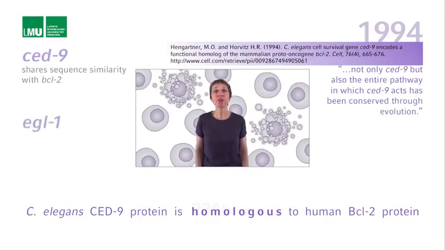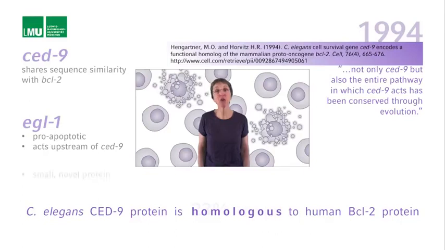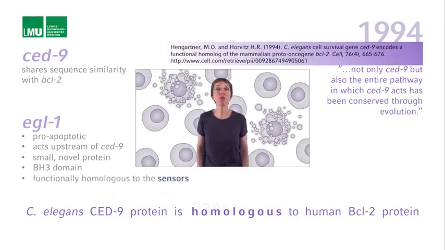A couple of years later, the EGL-1 gene was cloned. Remember, EGL-1 has pro-apoptotic activity, and genetically it acts upstream of SED-9 to negatively regulate SED-9 function. So EGL-1 turns out to encode a small protein with no obvious sequence similarity to any other protein, but with a BH3 domain. The EGL-1 protein is a BH3-only protein that is functionally homologous to the mammalian sensors, such as BAD.